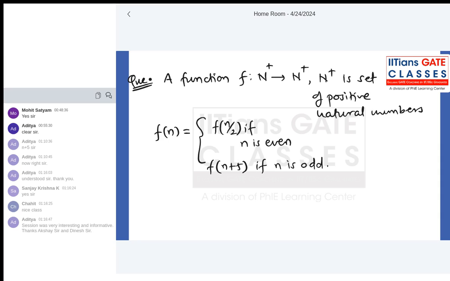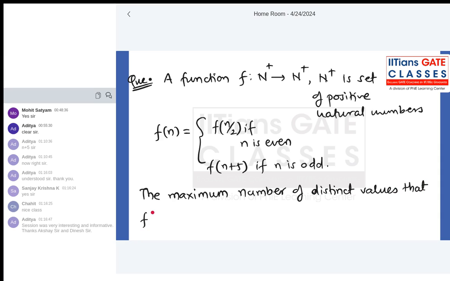And it is asked that the maximum number of distinct values that f of n can take are. And it was a data entry question. There were no options, it's just a data entry question.